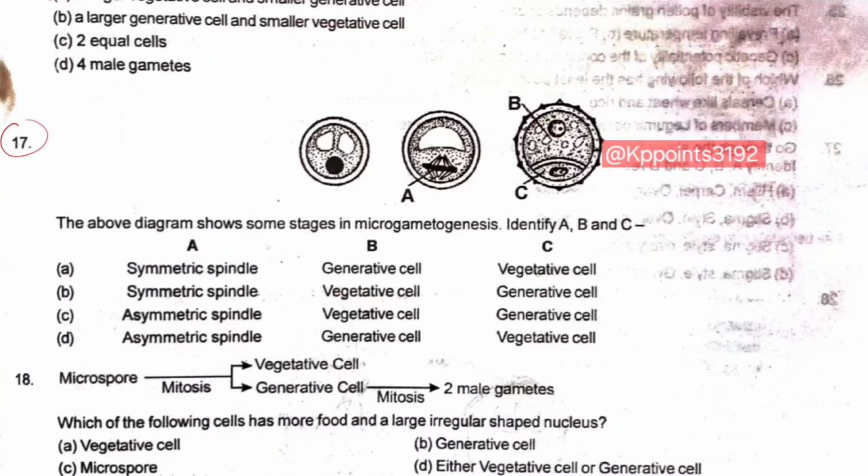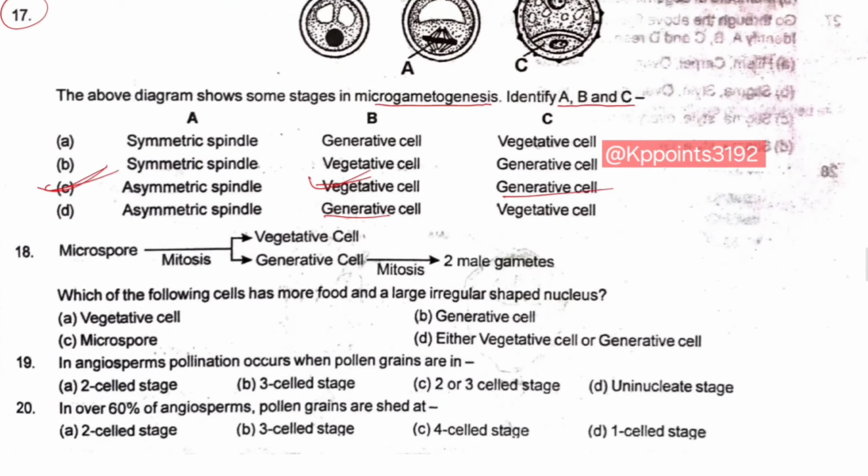The above diagram shows some stages in microgametogenesis. Identify A, B and C. So A is an asymmetrical spindle. Yes. Now B is the large cell, and the large cell is the vegetative cell. Clear? So A is asymmetrical, and the correct answer is C, where C is the generative cell.